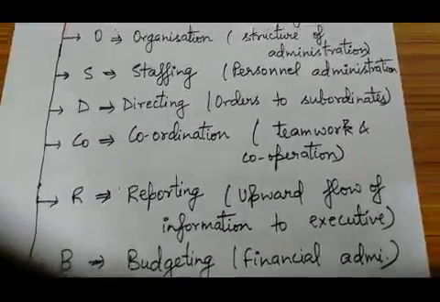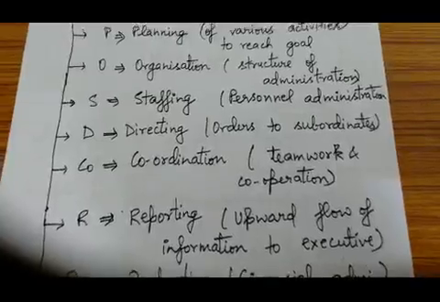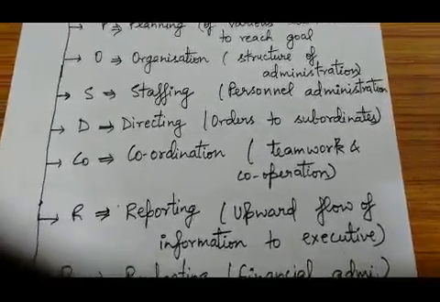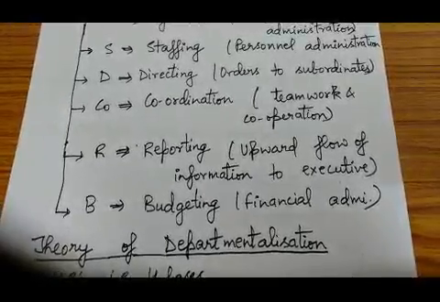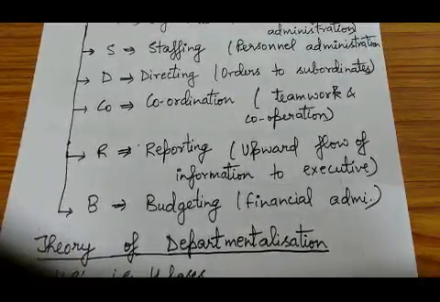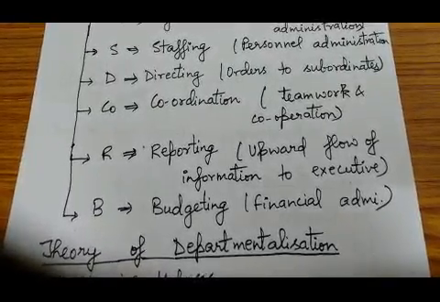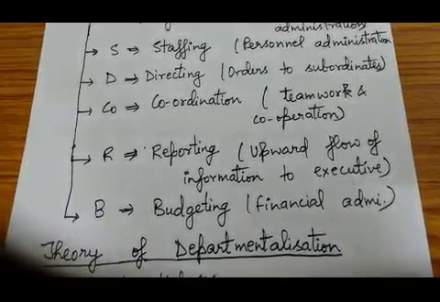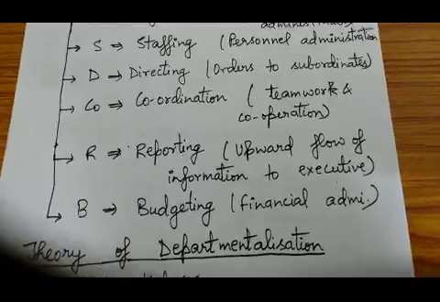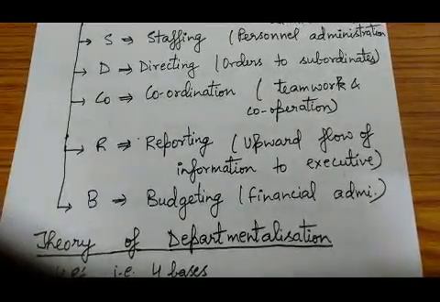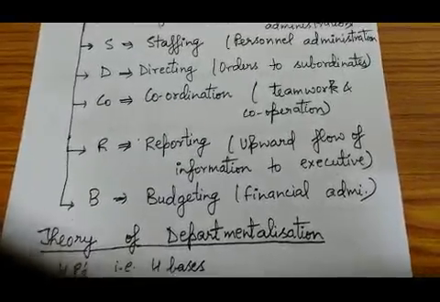Then CO stands for coordination. Teamwork and cooperation is very important in any organization. Then R stands for reporting, upward flow of information to the executive. It means the boss should know everything that is going on in the organization. So reporting is one of the functions of the executive, and the information regarding the work being done in the organization should flow upward to the boss so that he could know.